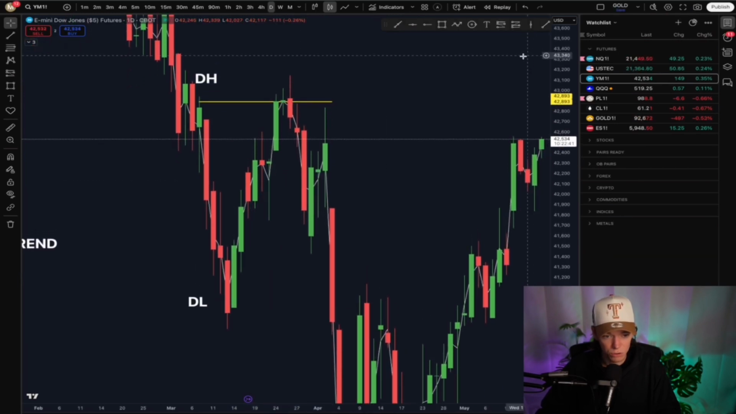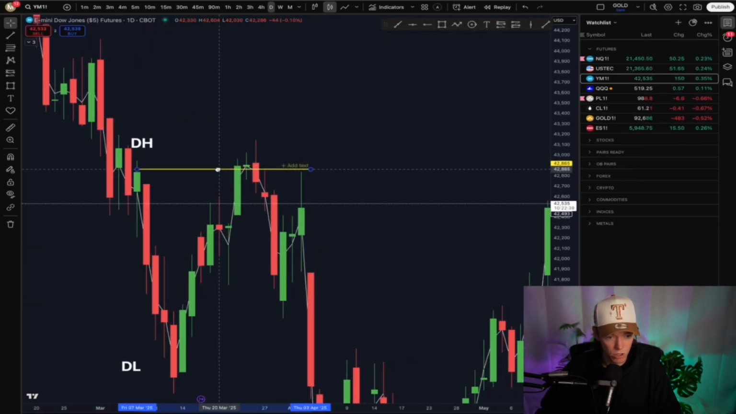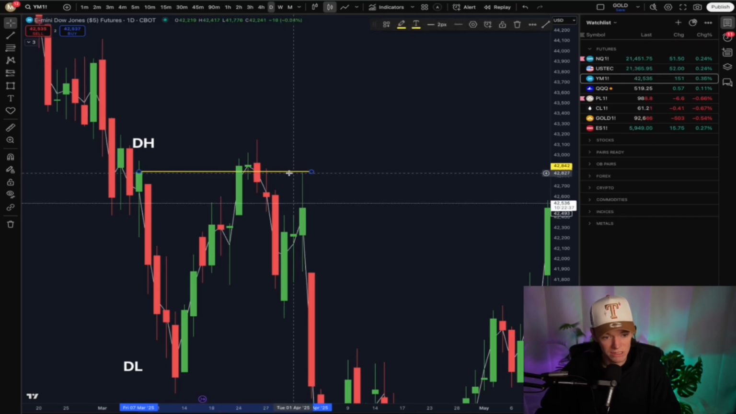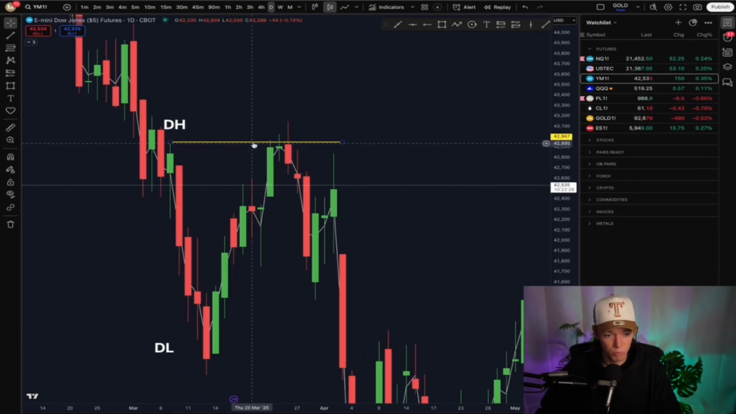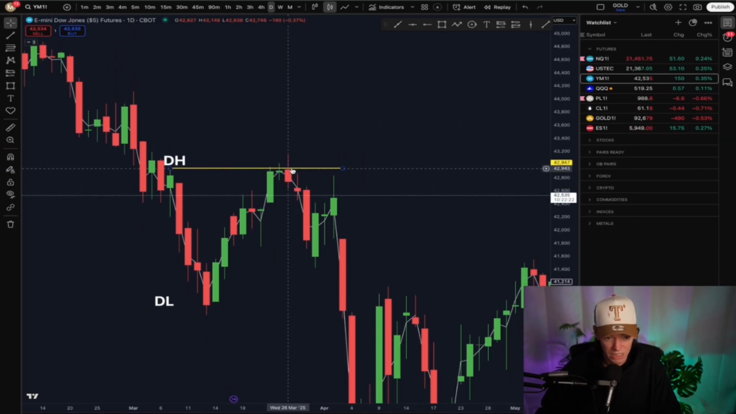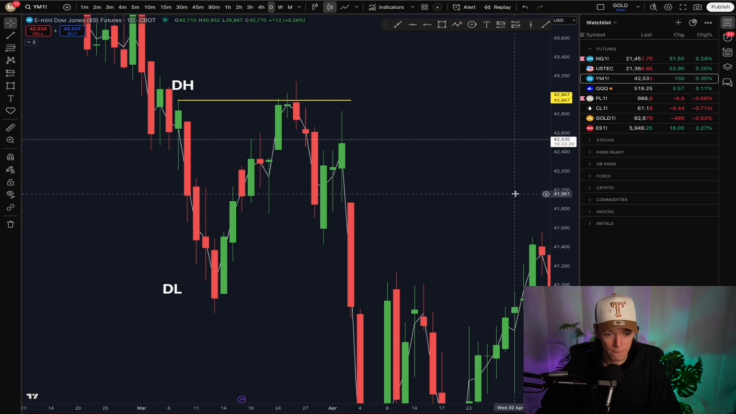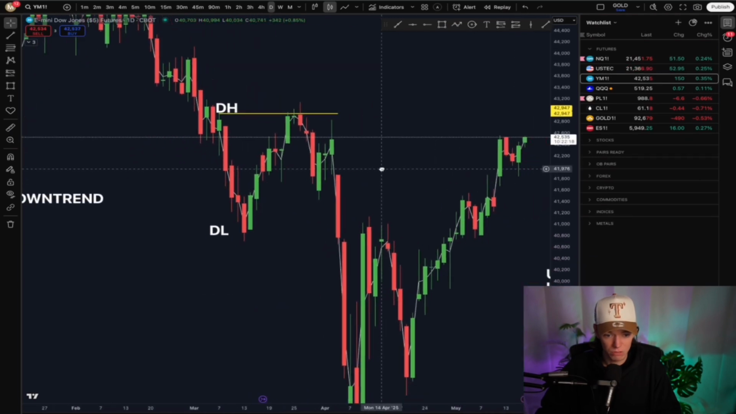So this is where it gets a little tricky. People are gonna mark the body. I would personally say, just to play it extra safe, to always mark the wick. You want a candle closure above the wick. This is showing us right here that we're not reversing just yet. Price is struggling to break above this, so we're still in a downtrend. You could take shorts here. It is a bit risky, but you could take shorts there.